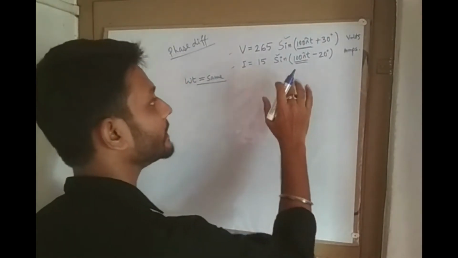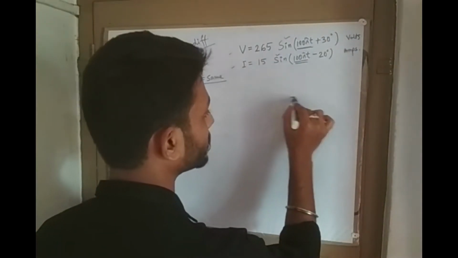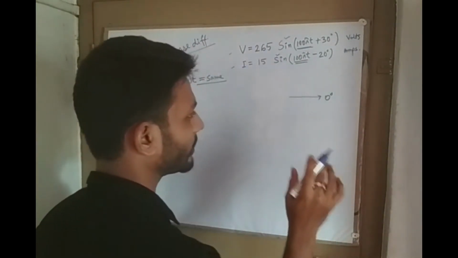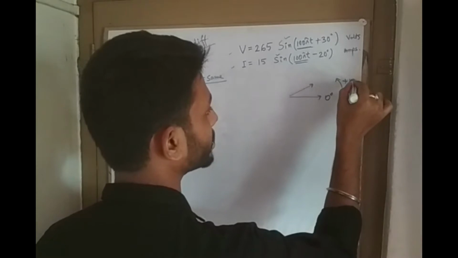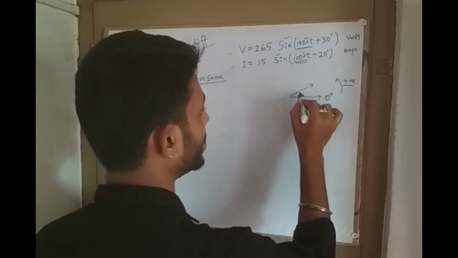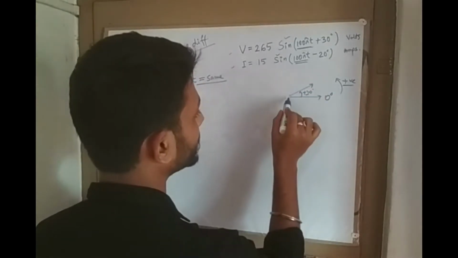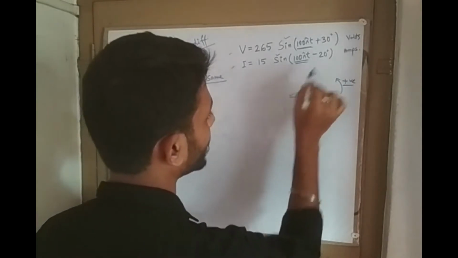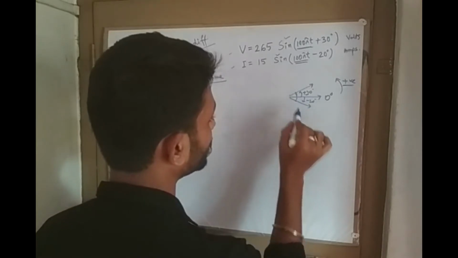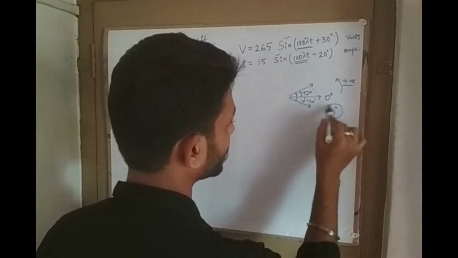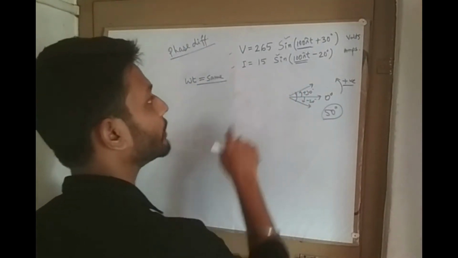First, this question we will discuss. You can say this easily that omega t value of both is the same, plus 30 degree. Suppose this is the 0 degree, then plus 30 degree, if we take anti-clockwise as positive. And for the current signal, omega t and sine both are the same, then minus 20 degree. Then the total difference would be 50 degree. You can say it in this way also.